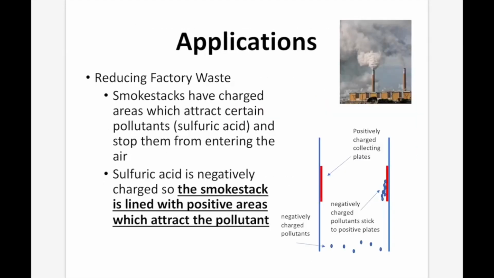We can also take the principles of electrostatics and use them to reduce factory waste. Smokestacks, so these guys right here, have charged areas which attract certain pollutants, like sulfuric acid, and stop them from entering the air. Sulfuric acid is negatively charged, so the smokestack is lined with positive areas which attract the pollutant. You see these red guys right here represent our positive plates, and these blue guys down here represent our negative sulfuric acid. When these negatively charged particles come up, they stick to these positive red plates, and it prevents them from escaping into the air, which is good because we don't want them going into the air, causing things like acid rain and other negative effects.